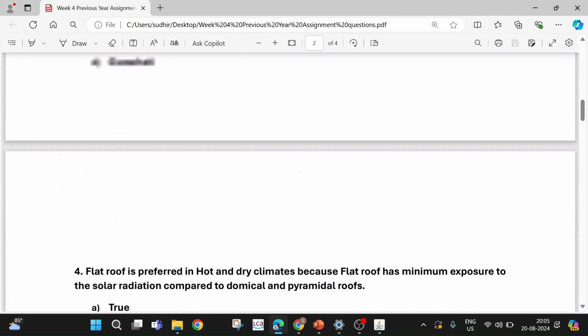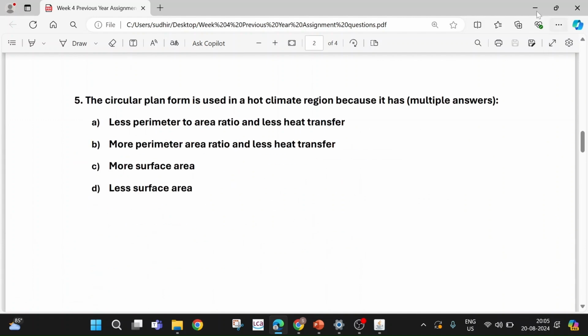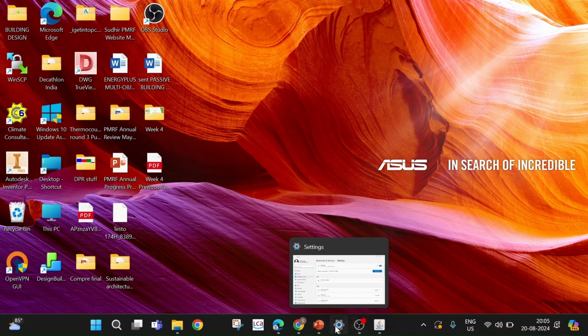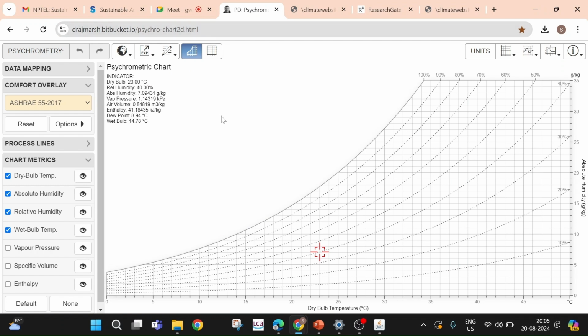So these were the questions that were asked in the previous year. I think now it is clear, most of the answers were well known to you. So with today's session we can end, but I want to ask about this site. I think this site was also discussed with you, how to use it for doing the thermal comfort analysis. Was everybody able to do the thermal comfort analysis using this particular website and psychrometric chart, or was any sort of help needed?